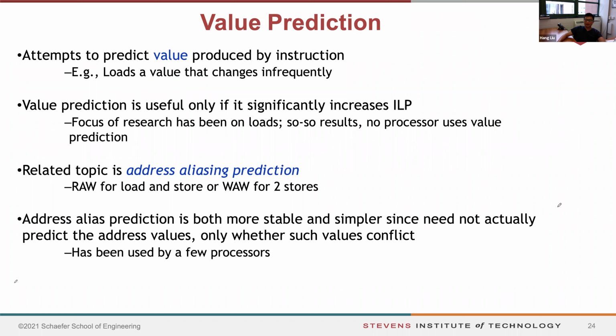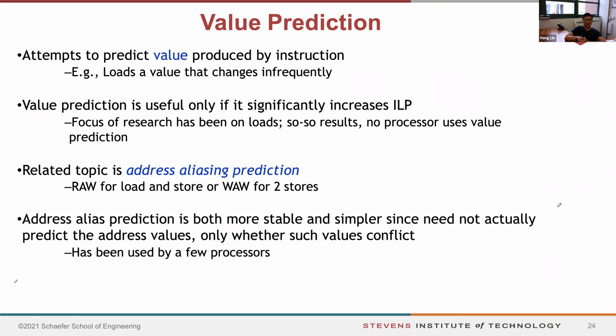Value prediction is something very interesting. We attempt to predict the value produced by instructions. This is interesting because sometimes the value does not change for a very long time, right? Value prediction is useful only if it significantly increases the instruction level parallelism. There is research; I remember recently one paper did this for some benchmarks. The related topic is address aliasing prediction.